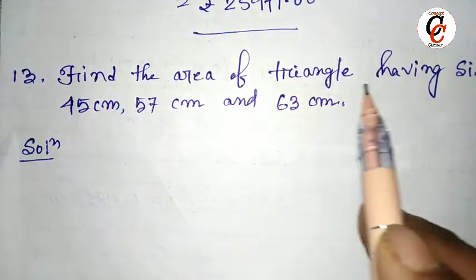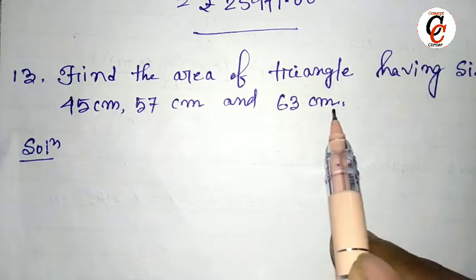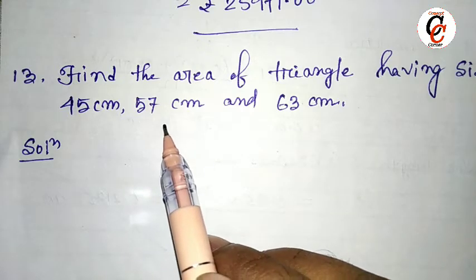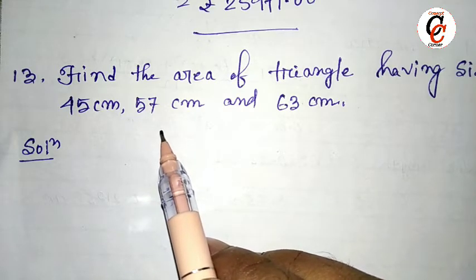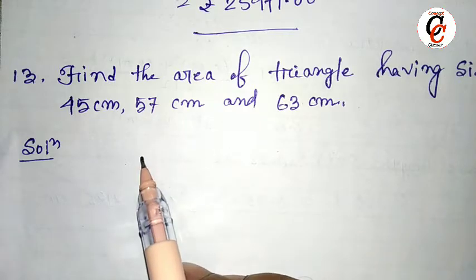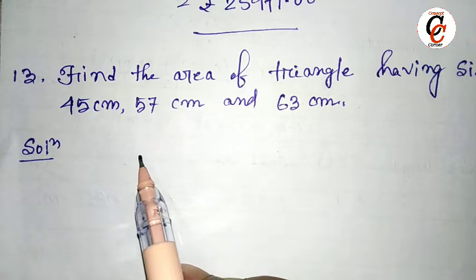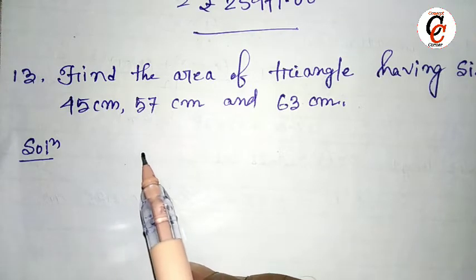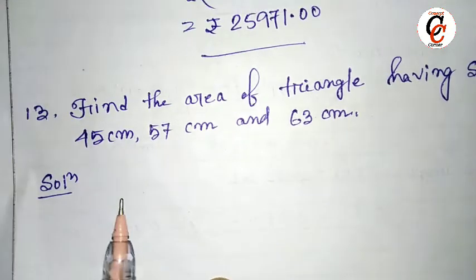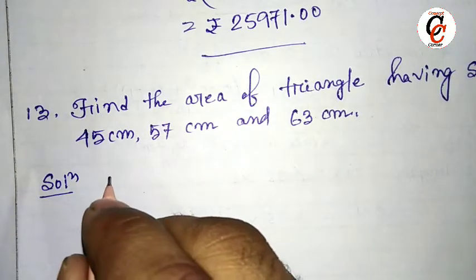Find the area of a triangle having sides 45 cm, 57 cm and 63 cm. So as we know, when 3 unequal sides are given, we have to use Heron's formula to find the area of a triangle. So in this case we have to use Heron's formula. What was Heron's formula? Heron's formula was that we have to find the semi-perimeter, then we have to put it in the Heron's formula.